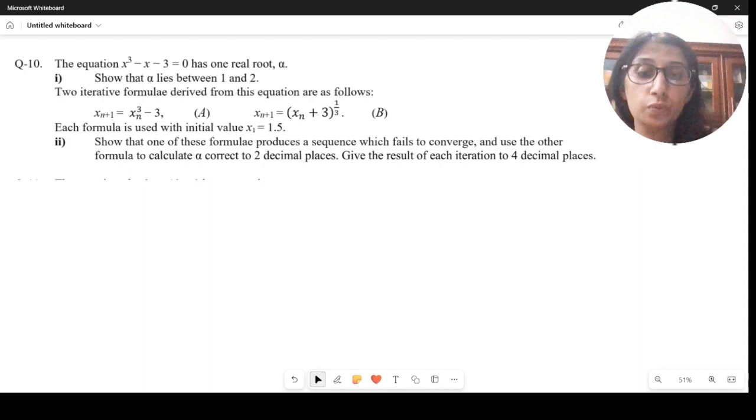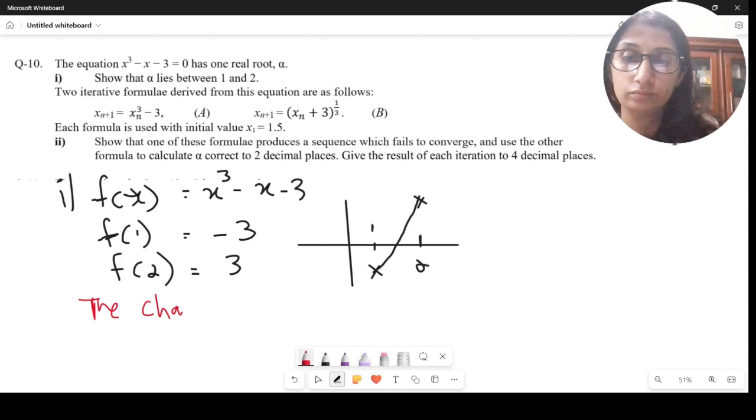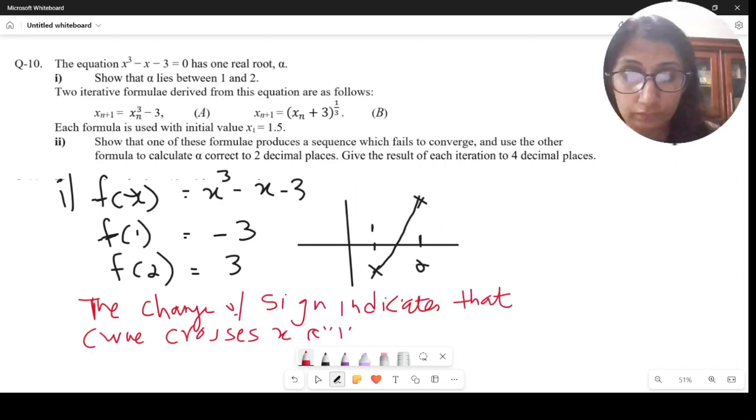So we can see that there's a change of sign. At 1 a negative value has come and at 2 a positive value has come. That means the curve has crossed the x-axis between these 2 points. Hence, the root definitely lies between 1 and 2. So the change of sign indicates that the curve crosses the x-axis between 1 and 2. So the root lies between 1 and 2.